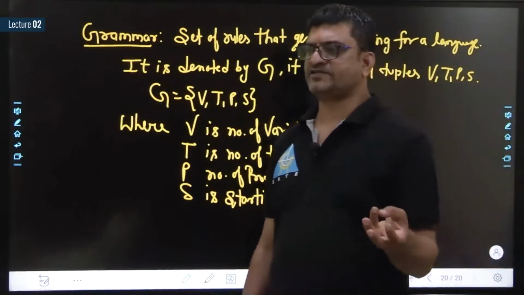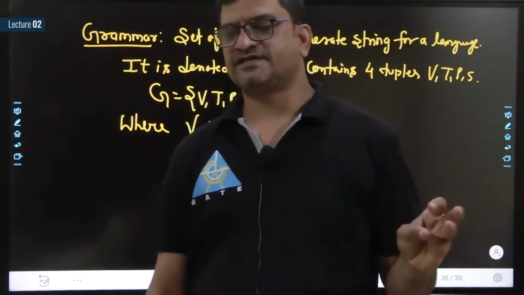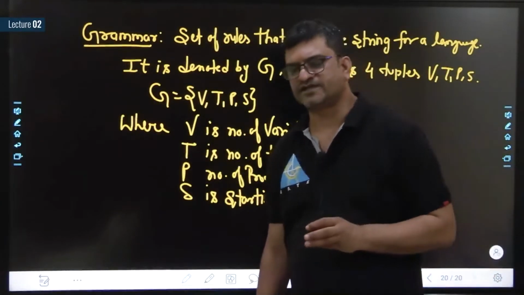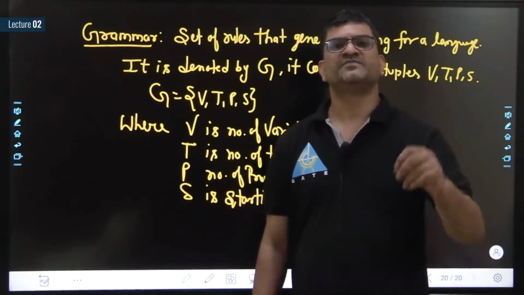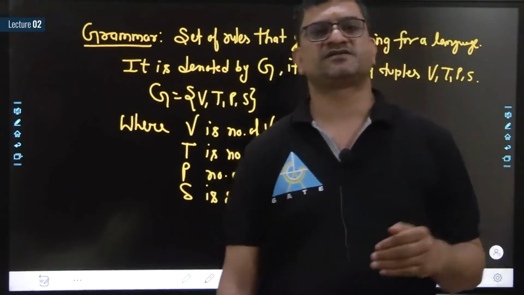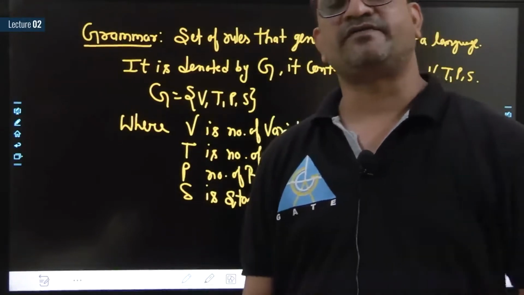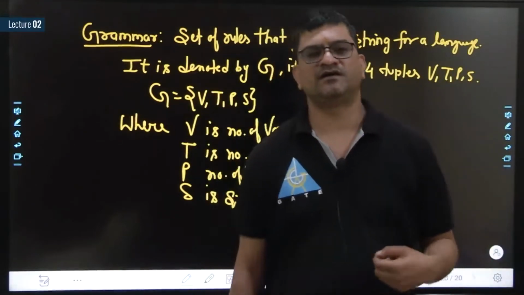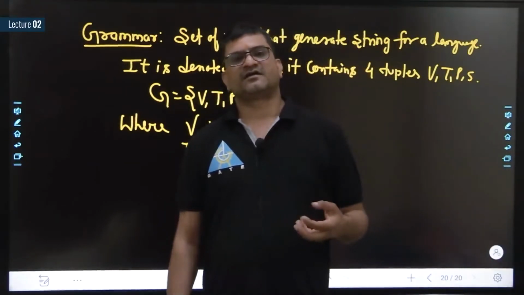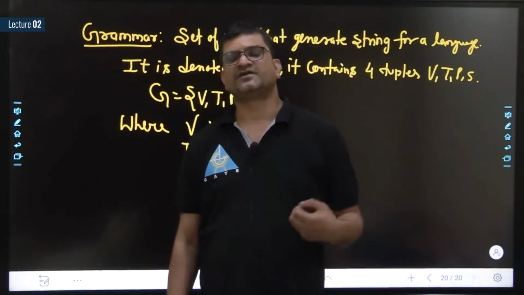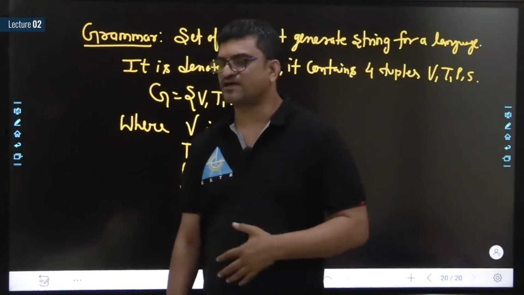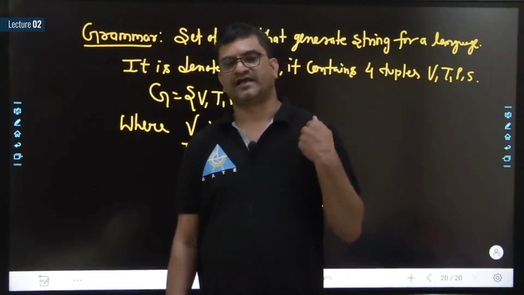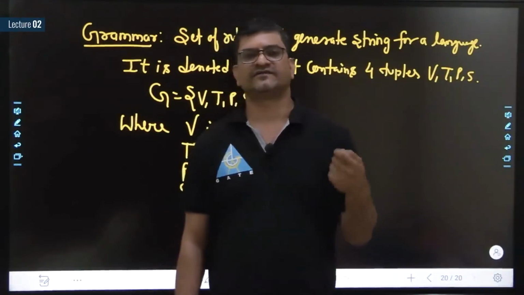So these are the basic terminologies used in the theory of computation. What are the basic terminologies? Alphabet, string, substring, trivial substring, non-trivial substring, prefix, suffix, length of the string, power of sigma, Kleene closure, positive closure, language, and grammar. Clear? In the next video we will discuss finite automata.